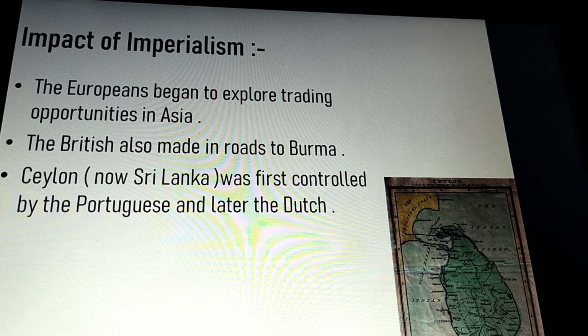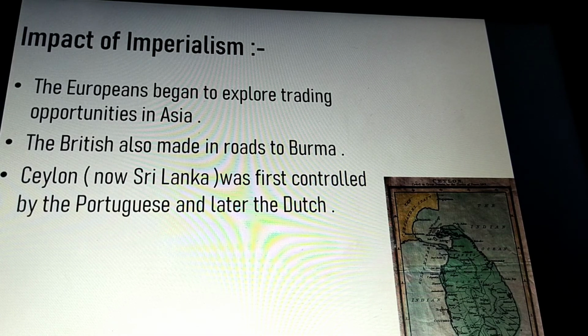Ceylon, which is now Sri Lanka, was first controlled by the Portuguese and then later by the Dutch. The Dutch surrendered to the British in 1796, and in 1802 Ceylon was made an official British colony.